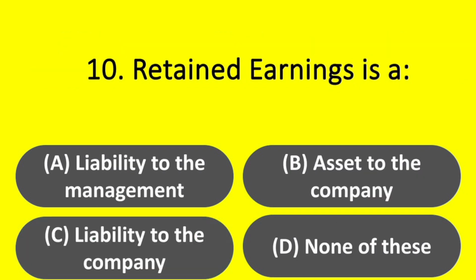Question. Retained earnings is a: option A, Liability to the management; option B, Asset to the company; option C, Liability to the company; option D, None of these. Answer: option C, Liability to the company.